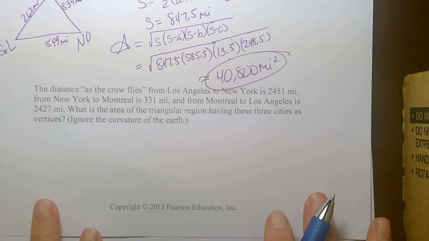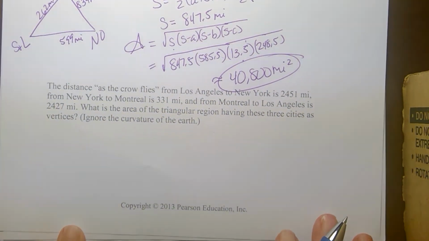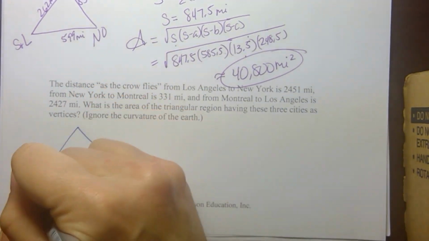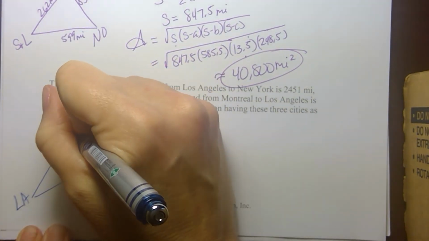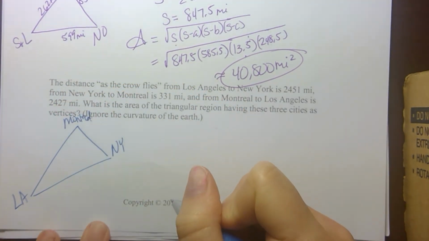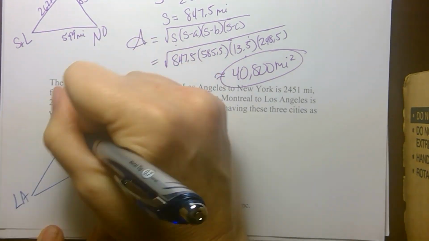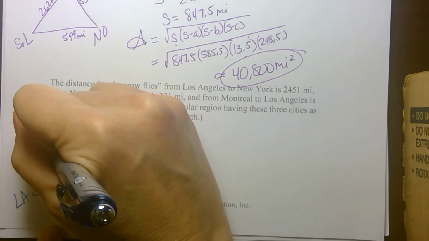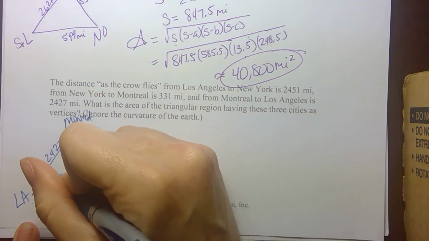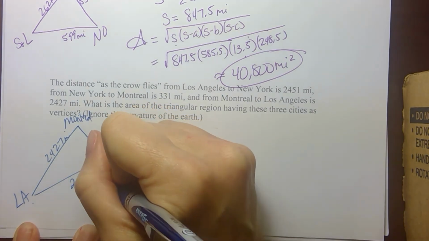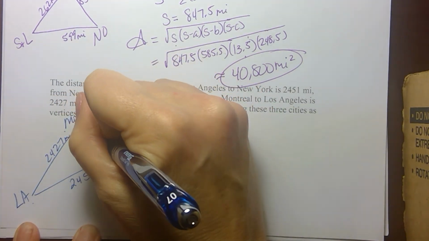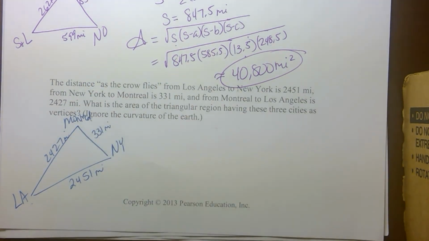All right, the next one, we've got Los Angeles, New York, and Montreal. If we sketch those, we get LA over here, we've got Montreal up here in Canada, and we've got New York over here. The distance from LA to Montreal is 2,427 miles. The distance from LA to New York is just barely a little farther at 2,451 miles. And then the distance from Montreal to New York is just 331 miles.